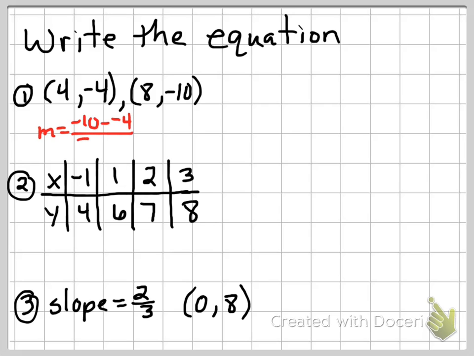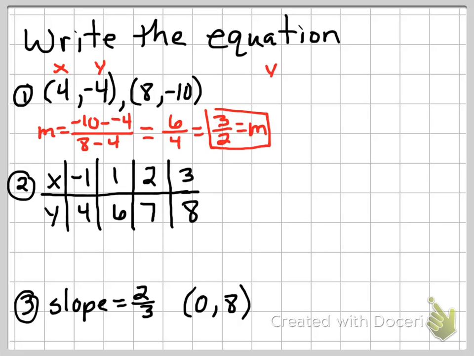Okay, so the first thing you have to do is find the m every time. I've got my 2 points. I use my slope formula. I get 6 over 4, which simplifies to 3 over 2. So that's the m. Then I have an x and a y. So I plug it into the equation y equals mx plus b. Plug in the x, plug in the y, plug in the m, and then I can solve for b.